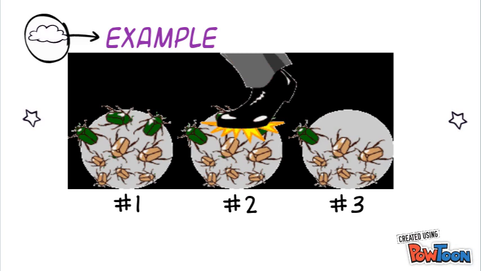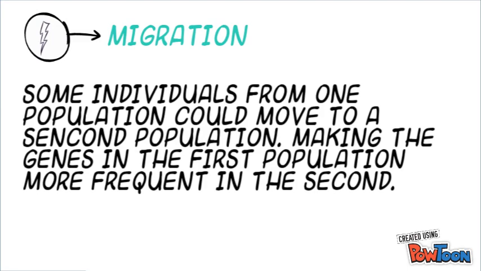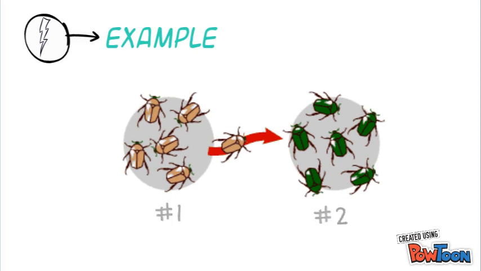Migration. Some individuals from one population can move to a second population, making the genes in the first population more frequent in the second. In this photo, you have a species of brown bugs and a species of green bugs. One of the individuals from the brown bug species migrates to the green bug species, making its genes more frequent in the green bug species.